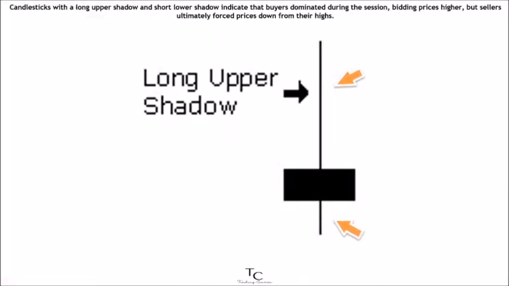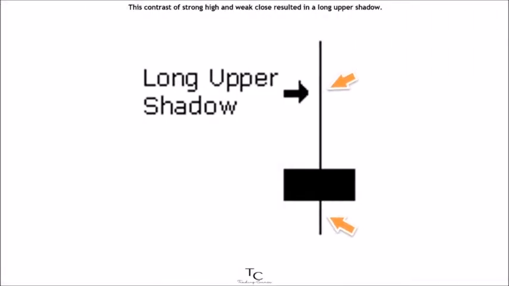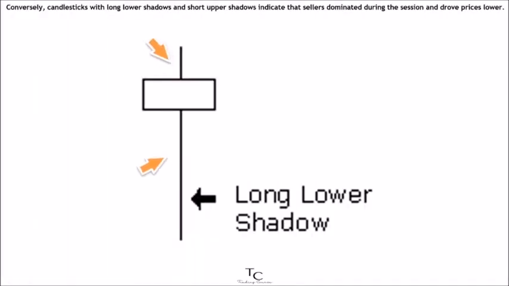Candlesticks with a long upper shadow and short lower shadow indicate that buyers dominated during the session, bidding prices higher, but sellers ultimately forced prices down from their highs. This contrast of strong high and weak close resulted in a long upper shadow. Conversely, candlesticks with long lower shadows and short upper shadows indicate that sellers dominated during the session and drove prices lower. However, buyers later resurfaced to bid prices higher by the end of the session. The strong close created a long lower shadow.